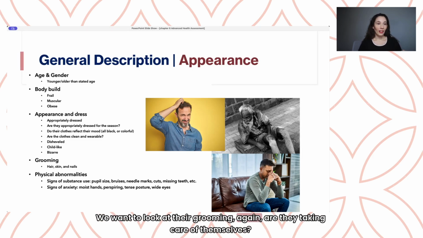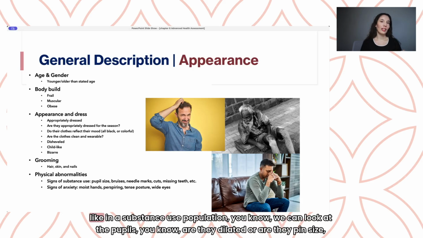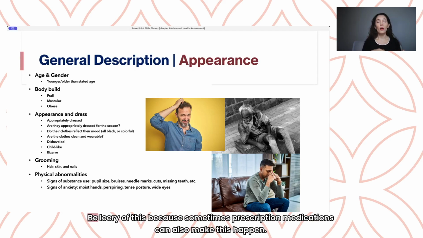We want to look at their grooming. Again, are they taking care of themselves? And then any physical abnormalities. So like in a substance use population, we can look at the pupils, are they dilated or are they pinpoint size, right? That could kind of let us know what kind of drugs may be in their system. Be leery of this because sometimes prescription medications can also make this happen.